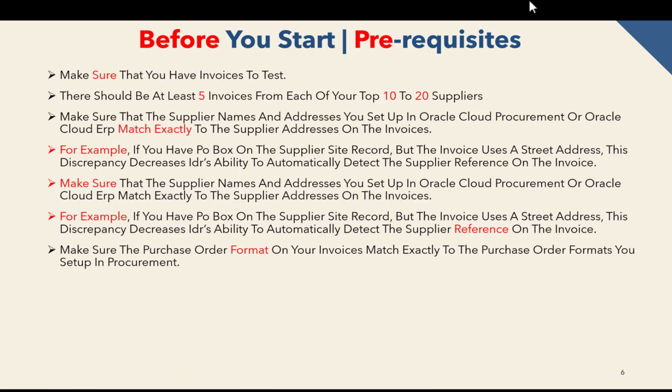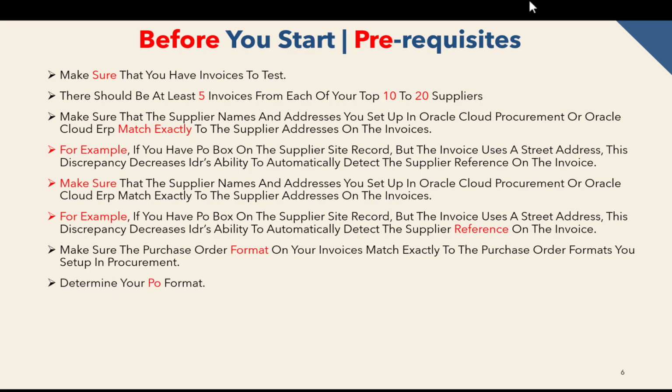Make sure that the purchase order format on your invoices matches exactly the purchase order format you set up in procurement. The customers again and the implementation team need to determine all purchase order number formats for legacy systems and all departments. IDR uses both the distinct purchase order number formats observed in the purchase order tables and the formats set up in Oracle Cloud Procurement to detect purchase order numbers on the invoices.